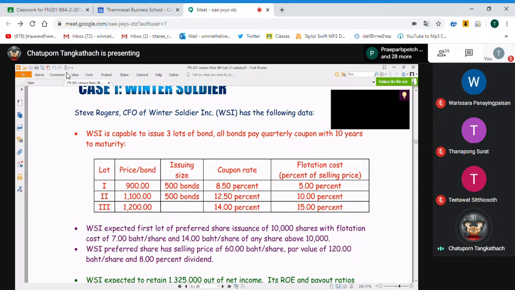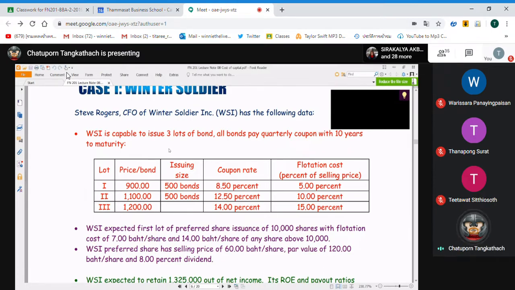And for here, you may notice that the firm will be able to issue 3 lots of debt or 3 lots of bond. Okay, the first lot like this, 500 baht per bond, issuing size 500 bonds, coupon rate 8.5%, and the flotation cost of 5% of the selling price. Okay, so for this case, you are not going to get only one cost of debt or one KD. You are going to get 3 KD. So you can name it KD1, KD2, KD3.